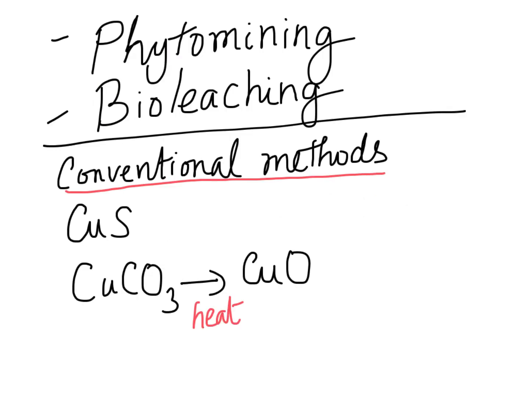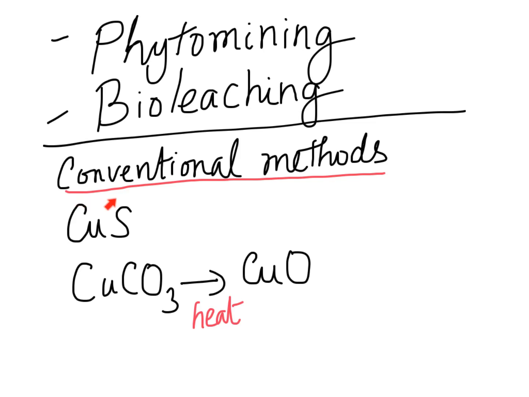We are going to be looking at two main methods of extracting copper from low-grade ores, one being phytomining and the second being bioleaching. These are becoming increasingly popular, and they have been developed further to increase their efficiency.